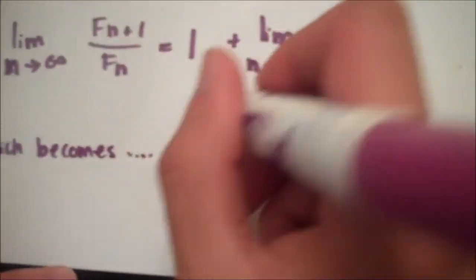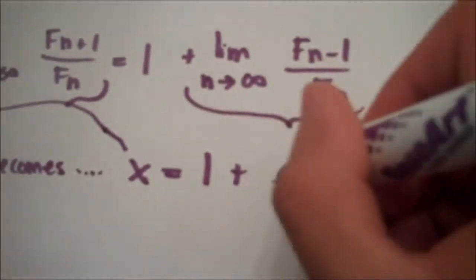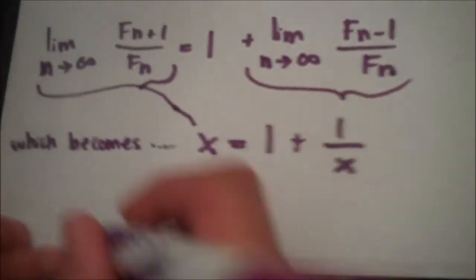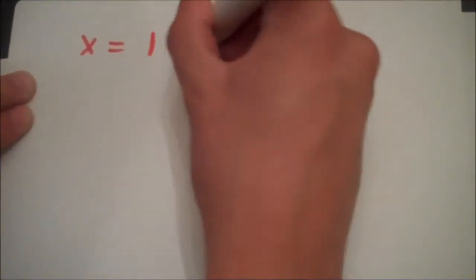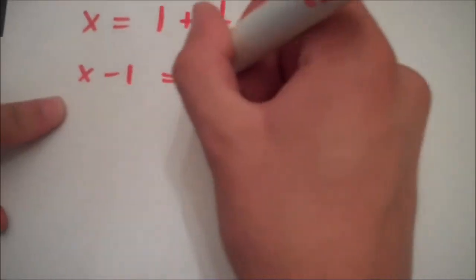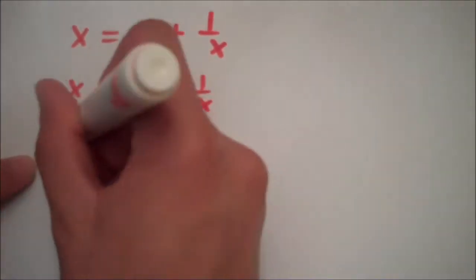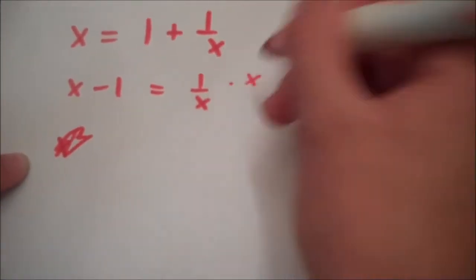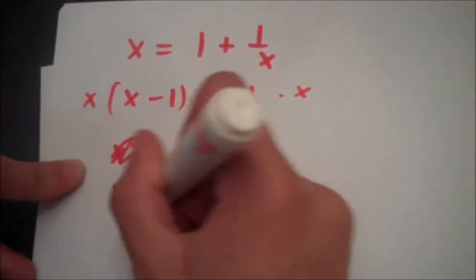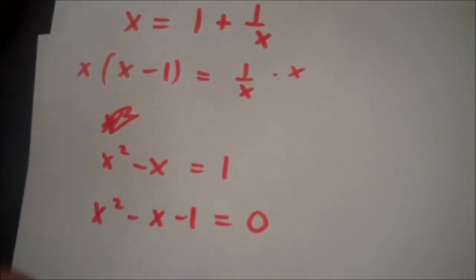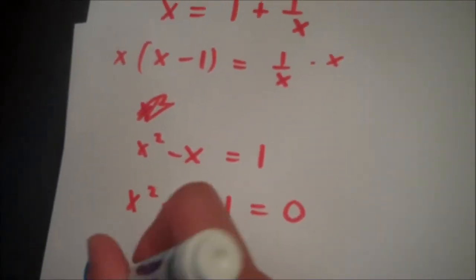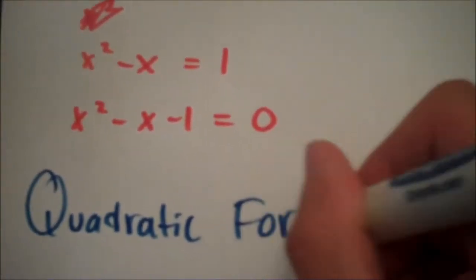Now with this new equation, this all becomes x is equal to 1 plus 1 over x. We're going to rewrite this equation on the next step right here. We're going to move the 1 up to the left side and multiply each by x so that you can get x squared minus x equals 1. Move the 1 to the left side, and at this point we are going to use the quadratic formula.